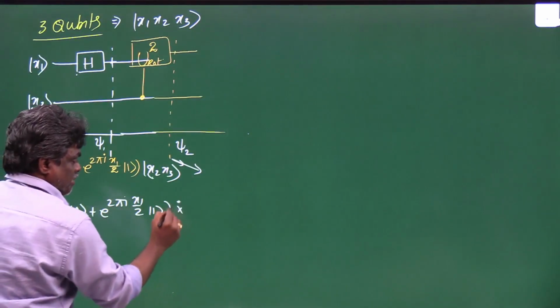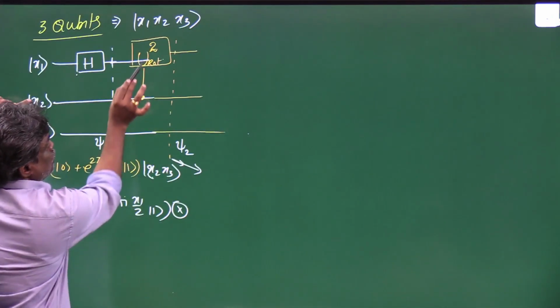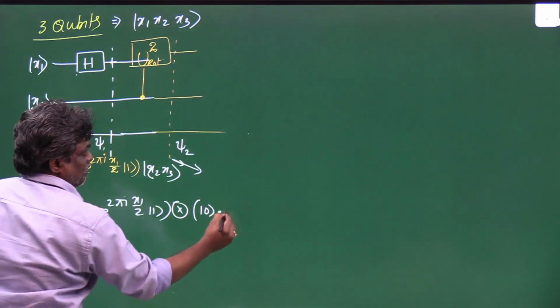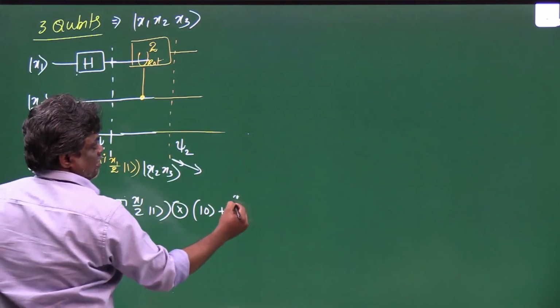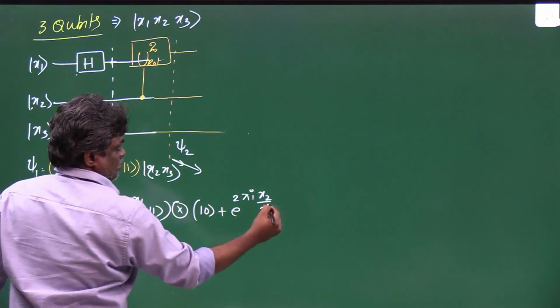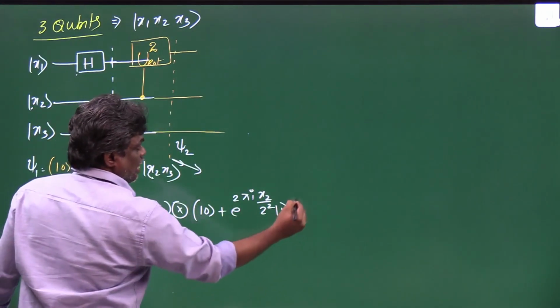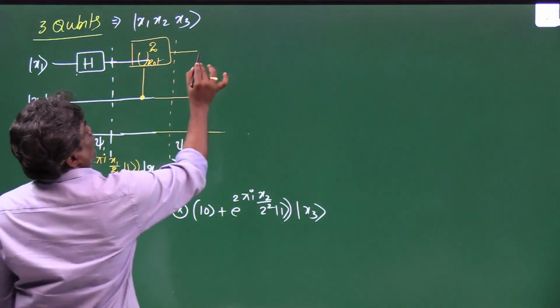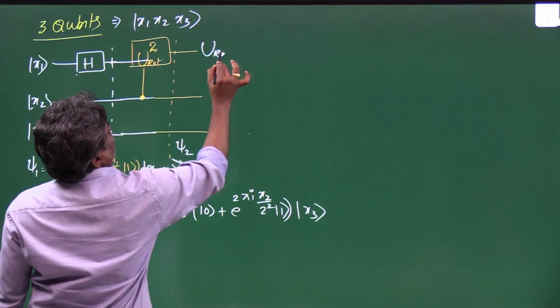Okay, tensor. Now this one is taking the control of x2. Now tell me: that is |0> plus e to the power of 2πi x2 by 2 to the power of 2. That's it. And x3 as it is. Now one more rotation we are taking.